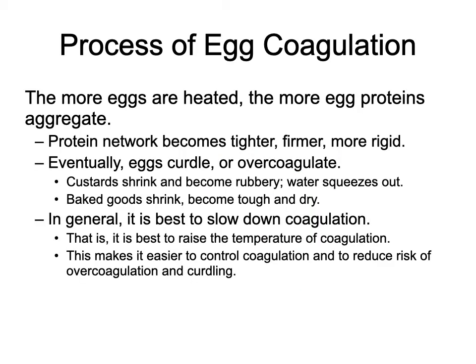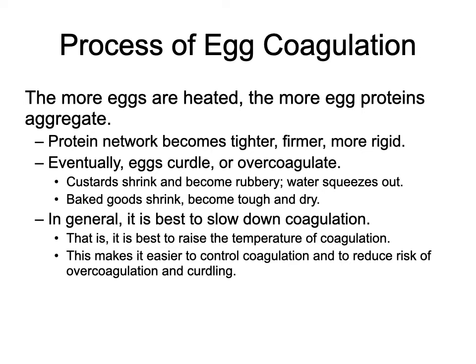So the more eggs are heated, the more the egg proteins aggregate. The protein network becomes tighter, firmer, and more rigid. Eventually, if you go too far, the eggs curdle or overcoagulate. Custards can shrink and become rubbery. What will happen is the water that's trapped in the egg will start to squeeze out, because surrounding that water is protein. If the protein is squeezing, it'll squeeze the water out just like squeezing a wet sponge. Baked goods start to shrink. They become tough and dry when they're overdone. So it's best to slow down that coagulation.